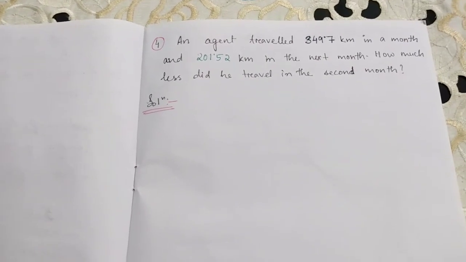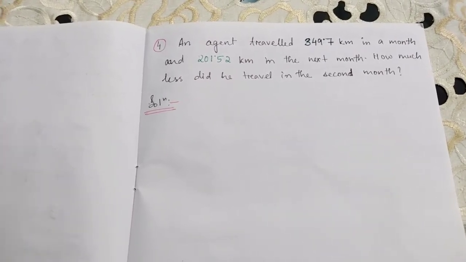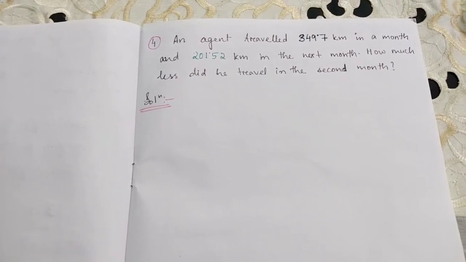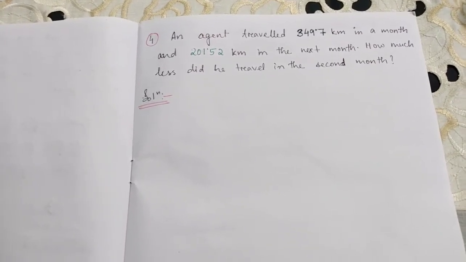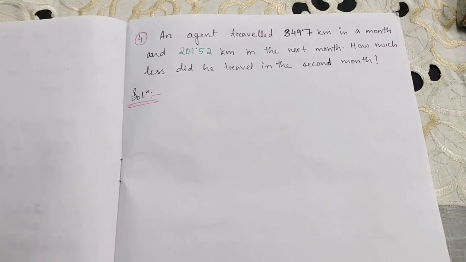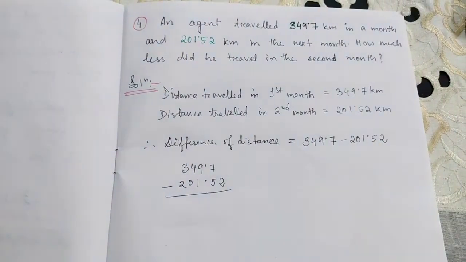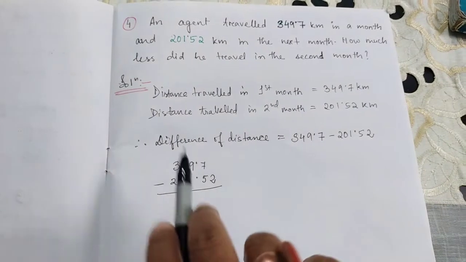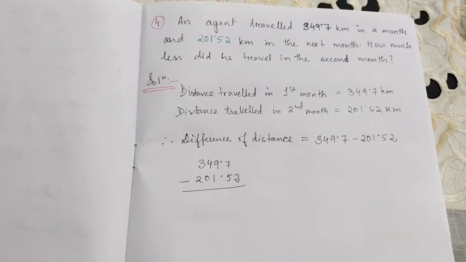So what do you have to do? If you subtract from the first month, then you will find how much less he had travelled. First of all you write what is given: the distance travelled in the first month and the distance travelled in the second month. Then you find how much less he had travelled. So distance travelled in the first month is 349.7 km. Distance travelled in the second month is 201.52 km. Therefore, difference of distance. Why are we writing difference of distance? Because we have to find how much less he had travelled.